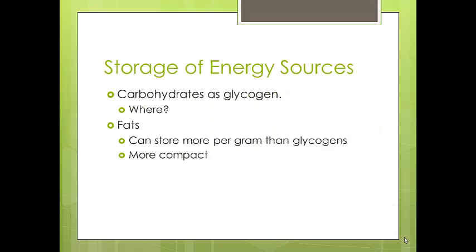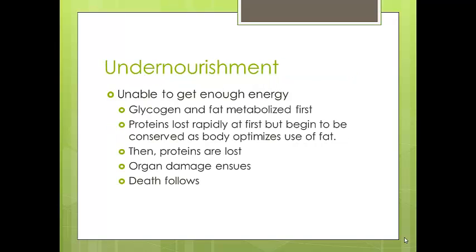Okay, so we're going to begin with the storage of energy sources. Carbohydrates are stored as glycogen in liver and muscle cells. Fat is also used to store energy. It can store more energy per gram than glycogen, and therefore it's more compact.